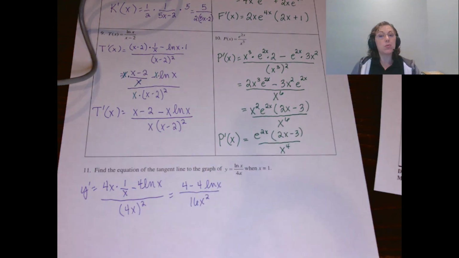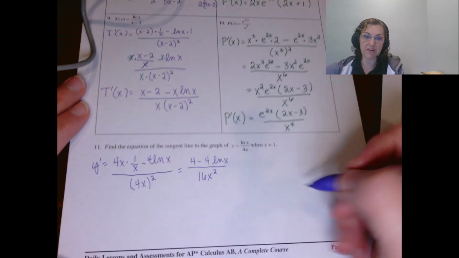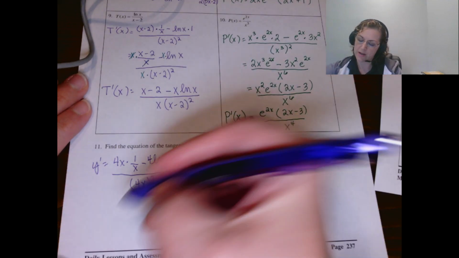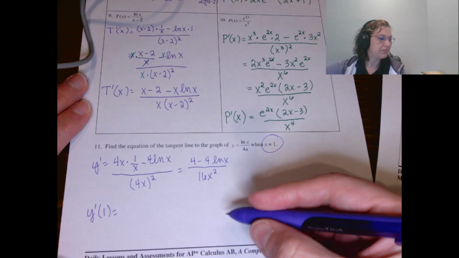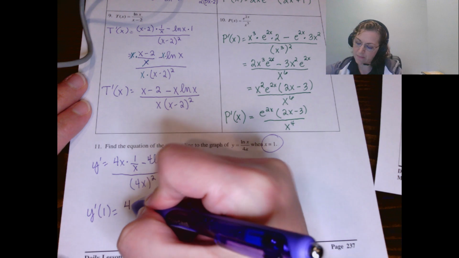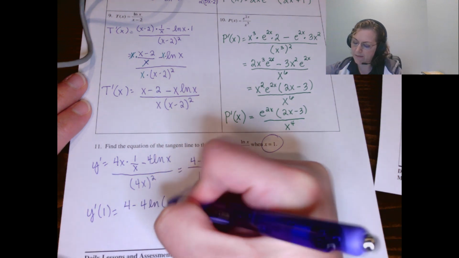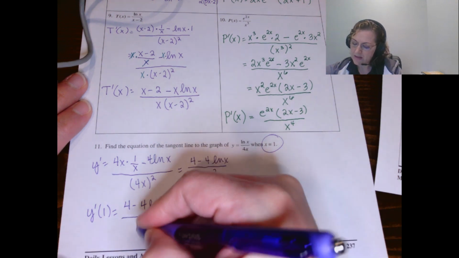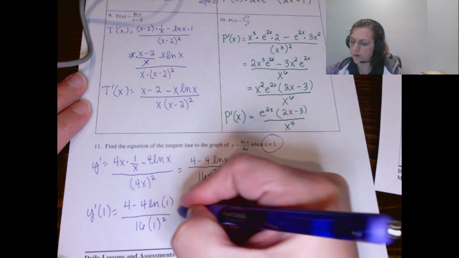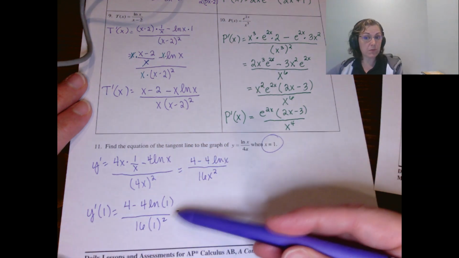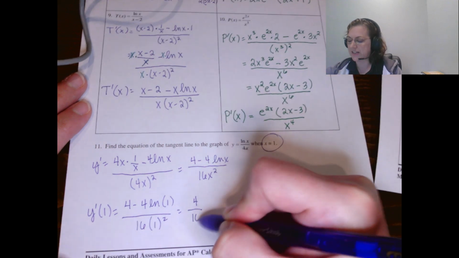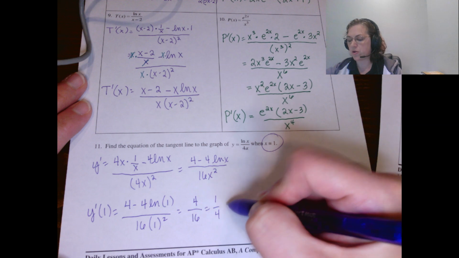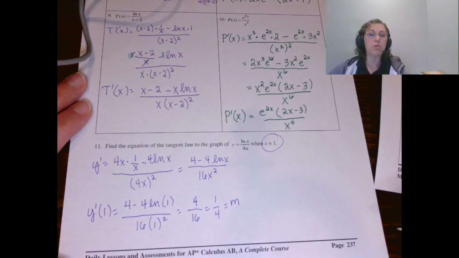Now that finds the derivative, and so in order to find the slope of our tangent line, we need the derivative at this point when x is 1. So I'm going to plug in 1 for x, and that gives me 4 minus 4 ln of 1 over 16 times 1 squared. So ln of 1, we remember, is 0. So in the numerator, I get 4 over 16. So that tells me that my slope of the tangent line is 1/4.